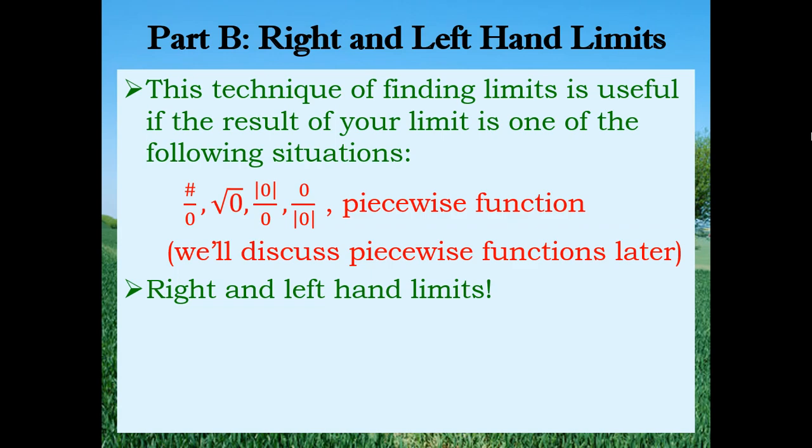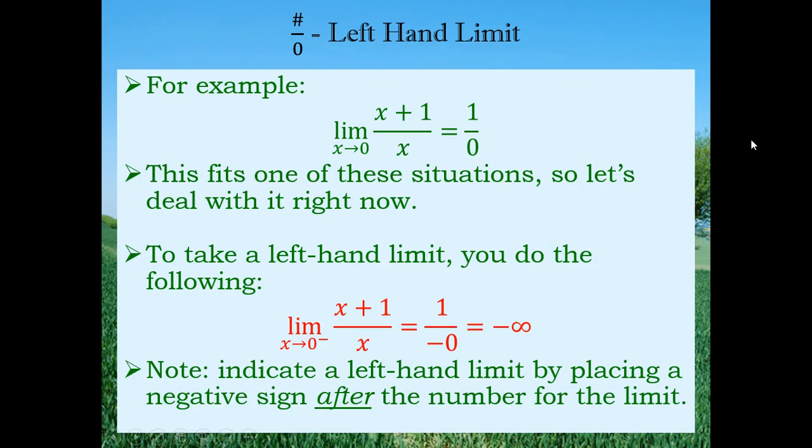If we have a number over 0, or if we have the square root of 0, or absolute value of 0 over 0, or 0 over the absolute value of 0, or a piecewise function, we're going to have to use what are called right and left-hand limits. What are right and left-hand limits?